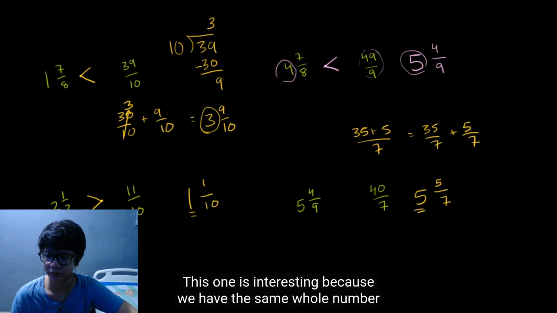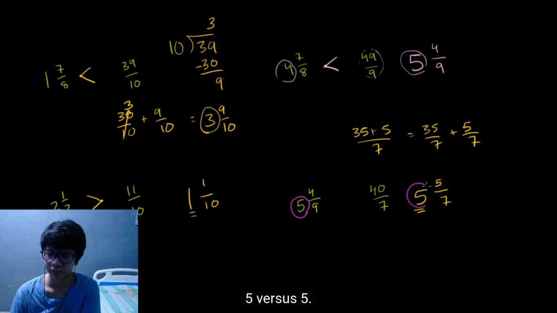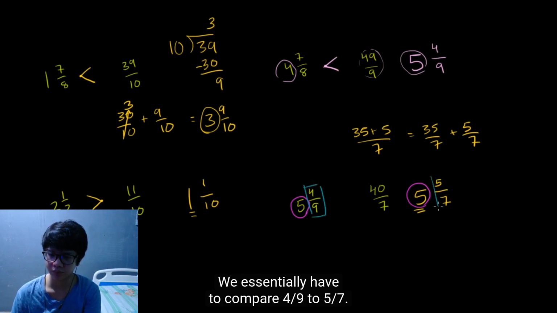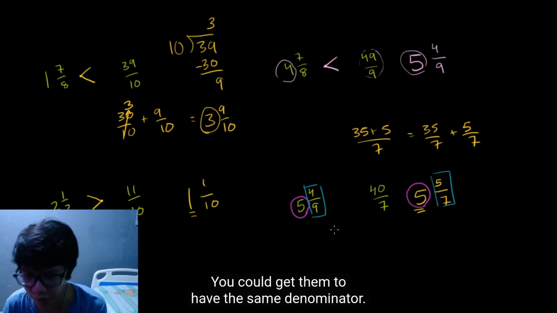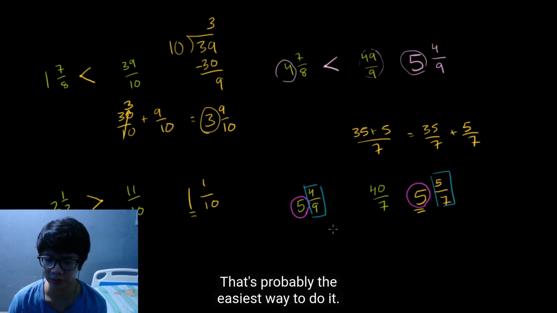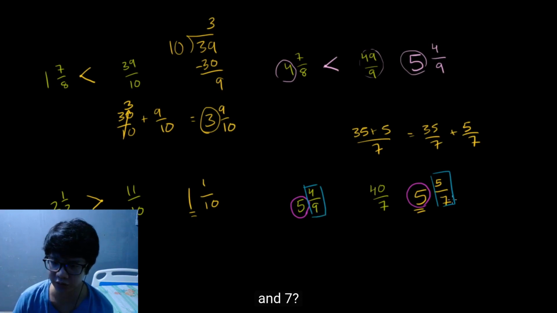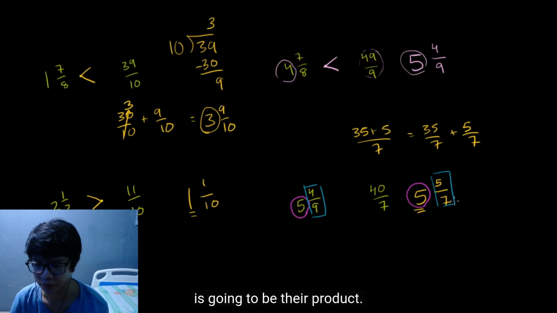This one is interesting because we have the same whole number out front on our mixed numbers, 5 versus 5. So now we actually do have to pay attention to the fractional part of our mixed number. We essentially have to compare 4/9 to 5/7. There's a couple of ways to do this. You could get them to have the same denominator. That's probably the easiest way to do it. So what's the least common multiple of 9 and 7? They share no common factors, so really the least common multiple is going to be their product, 9 times 7.